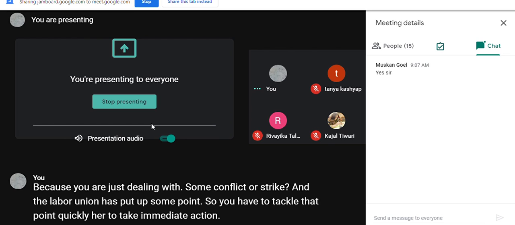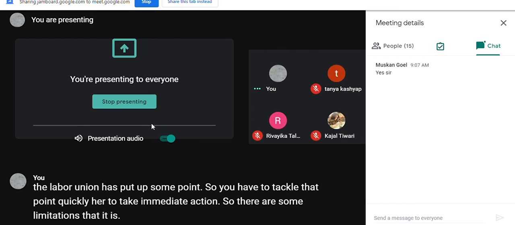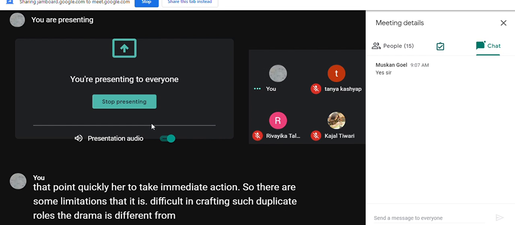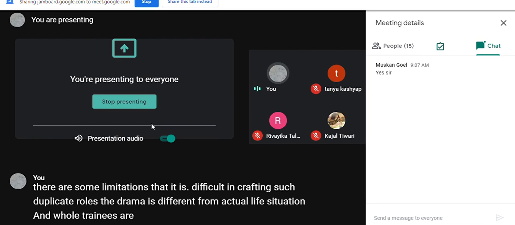So there are some limitations, that it is difficult in crafting such duplicate roles. The drama is different from actual life situation, and all trainees are not comfortable in role plays.